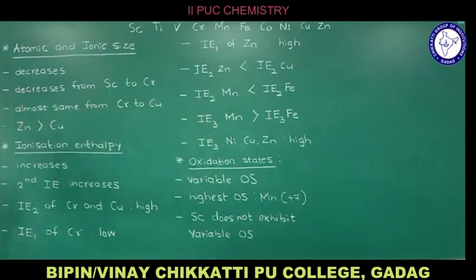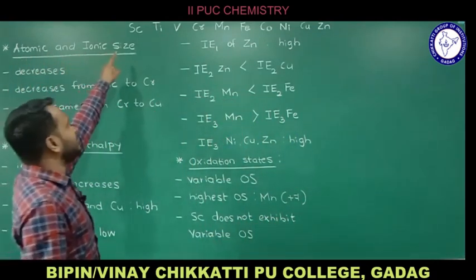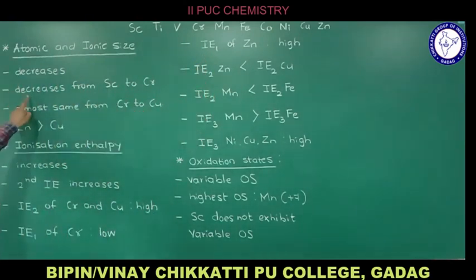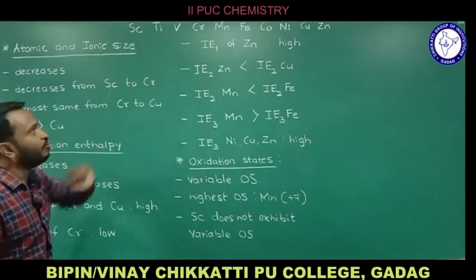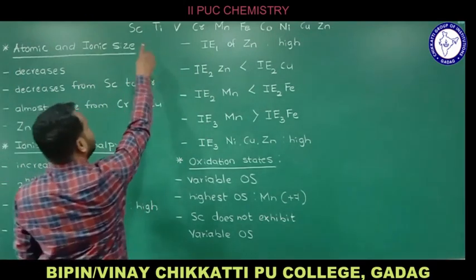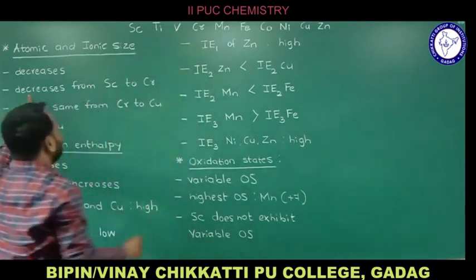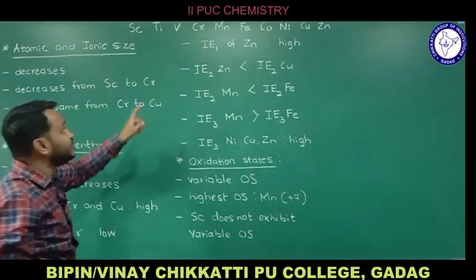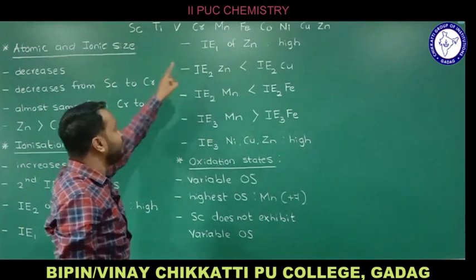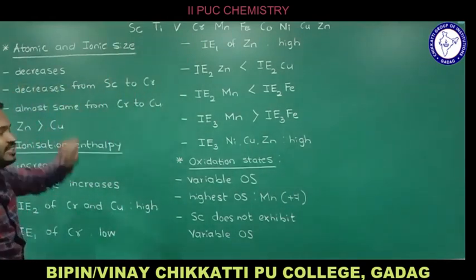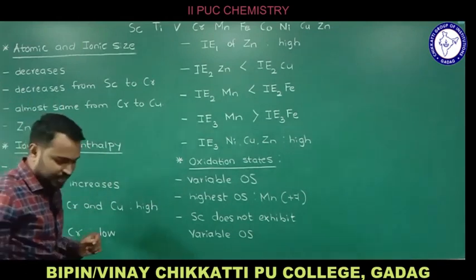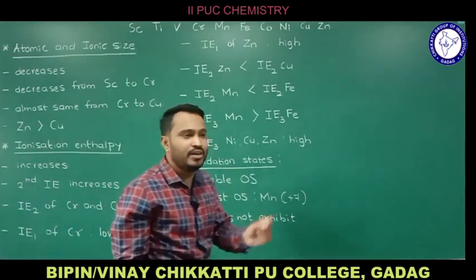What is that? Observe here, I have mentioned the elements from scandium to zinc. Atomic size or ionic size decreases from scandium to chromium. So if you move along scandium to chromium, atomic size is going to decrease. What is the reason behind that? The reason is, from scandium to chromium, even though the number of shells remains the same, the effective nuclear charge increases. I repeat the word, effective nuclear charge.